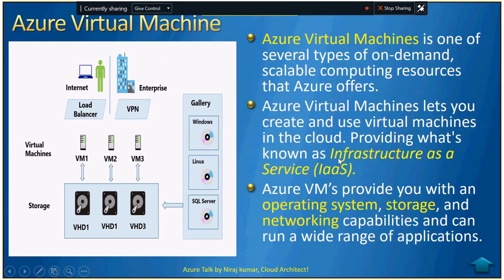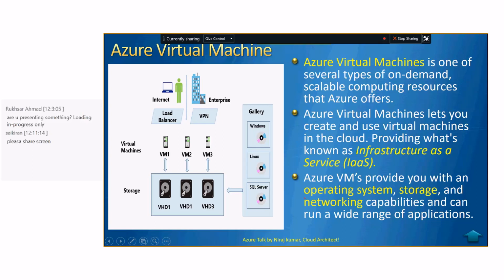So as a part of a VM, you have your operating system that we talked about. We also talked about the storage. Storage is stored in the form of VHDs, virtual hard disks, and you can have multiple VHDs. You have an OS disk, a temporary disk, and a data disk. That comes as a part of storage. And then finally you have networking.